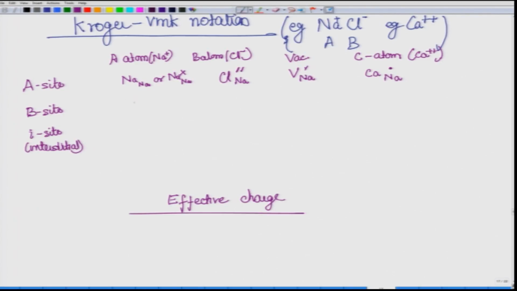Now, let us come back to the B site. Let us say the B site is for the chlorine. Let us say we have sodium sitting at a chlorine site. Chlorine should have -1, but sodium is actually sitting with a +1 charge. So it is 2 more positive than what it should be, therefore it is Na with two dots. If Cl is sitting on its own site, then there is no effective charge. Therefore, you show it with a cross.